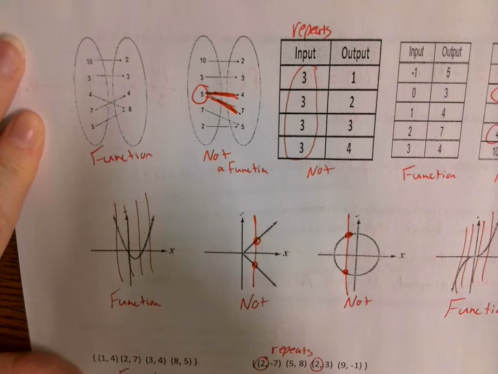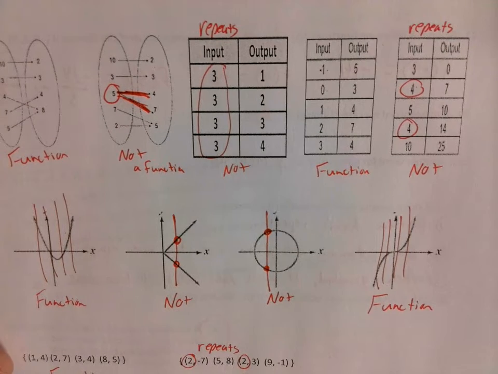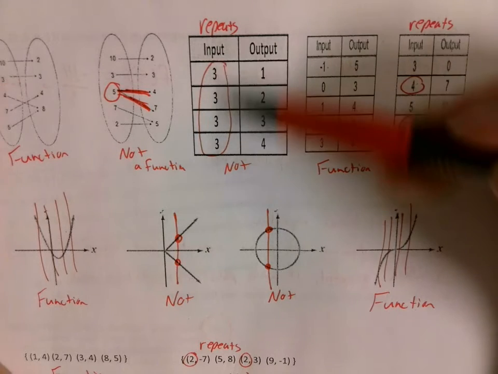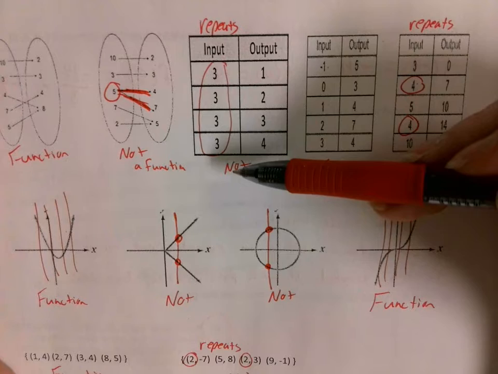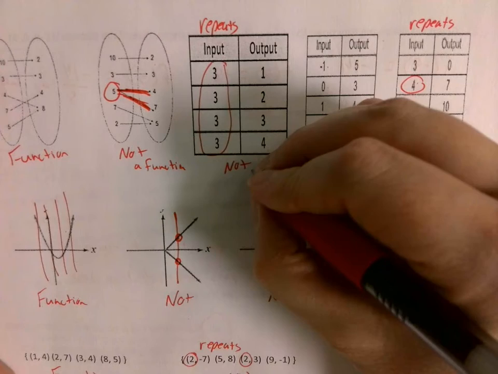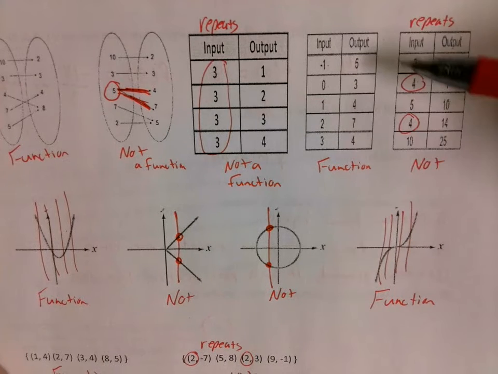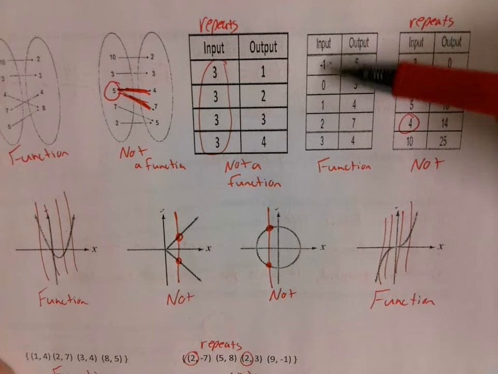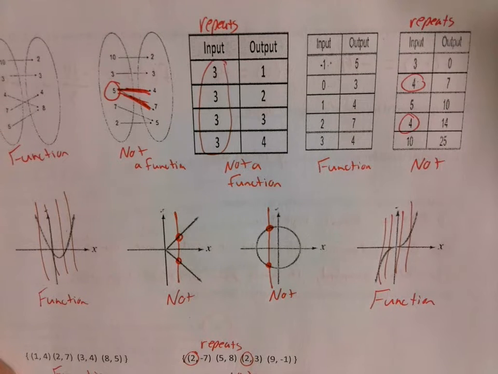Okay, for the tables, if a table is a function, then the input, or the x, should not repeat. If you see any repeats, then it is not a function. For the second table, there are no repeats for my input, so it is a function. For my last table, all the way to the right, the 4 happens to repeat, so that is not a function.